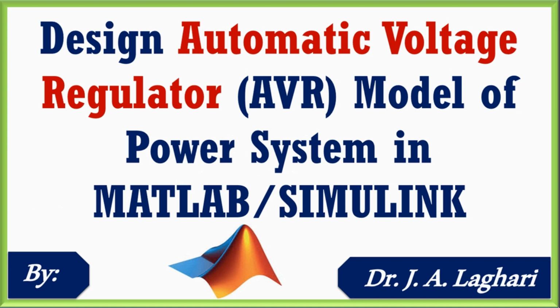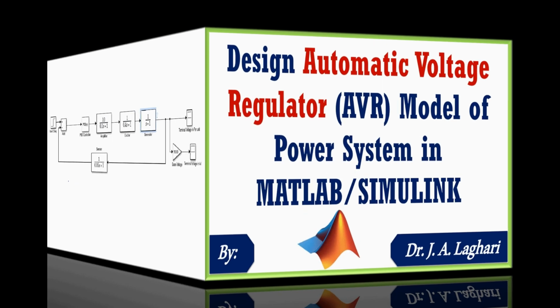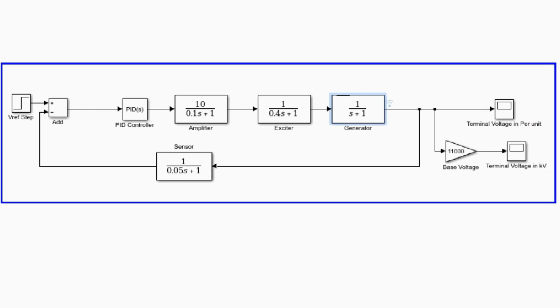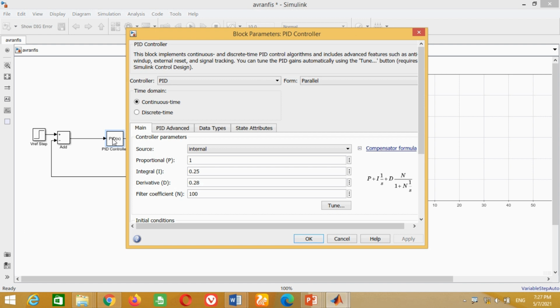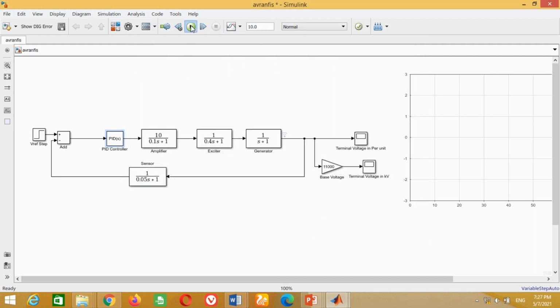Now just look at the model. It may be observed that in this model we are using the PID controller. Just double click on this PID controller block. You can see the parameters of the PID controller are 1, 0.25 and 0.28 for P, I and D respectively. Let's check the voltage graph using the PID controller at these values.